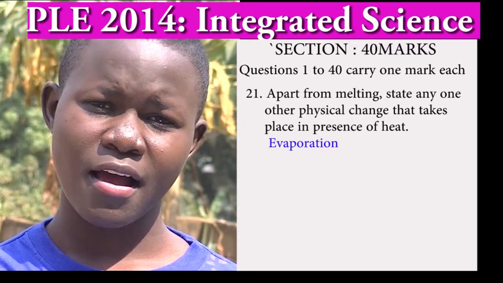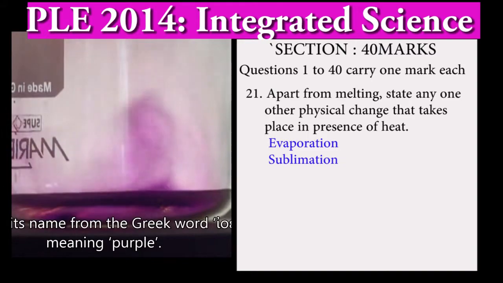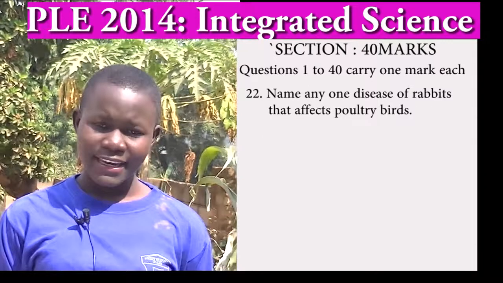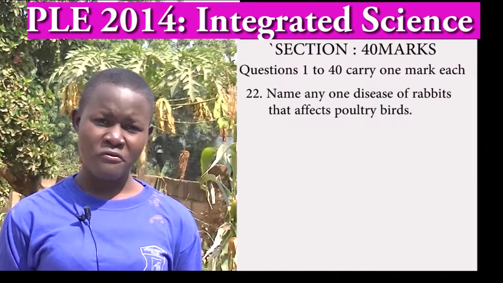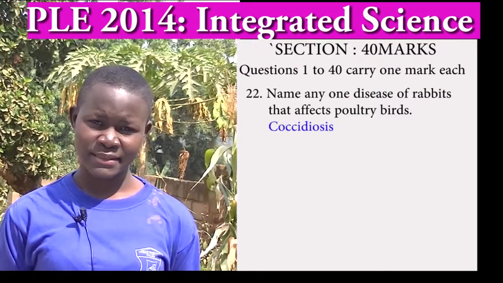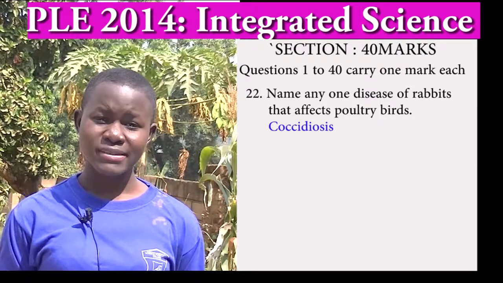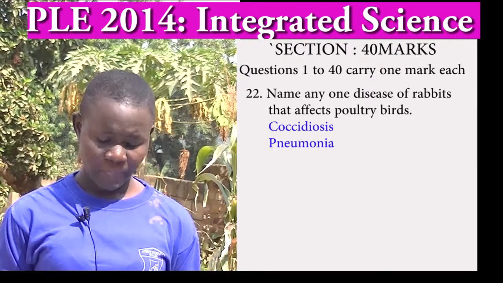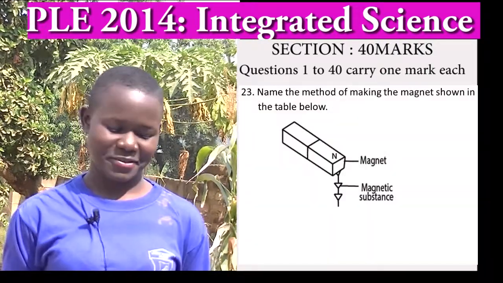Evaporation, sublimation. Name any one disease of rabbits that affects poultry in birds. Coccidiosis, pneumonia. Sorry.